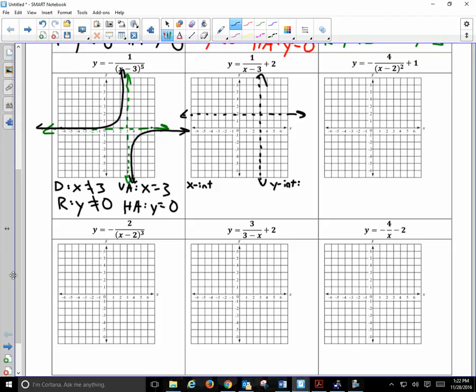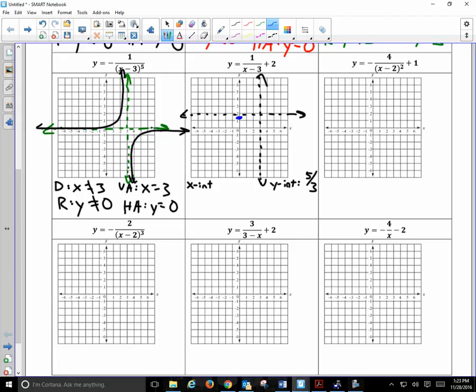The y-intercept happens when what is equal to 0? When x is equal to 0. So I can find the y-intercept by simply plugging in 0 for x. If x is 0, I get negative 1/3 plus 2, which will be 5/3, right? Everybody okay with that? So what that means is I know that this graph crosses the y-axis at 1.667.